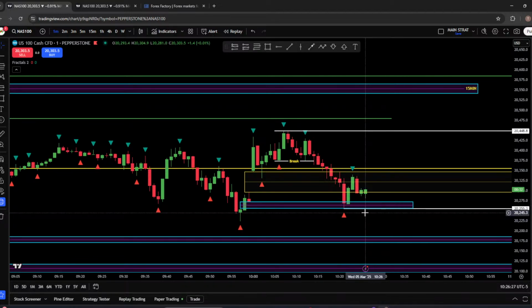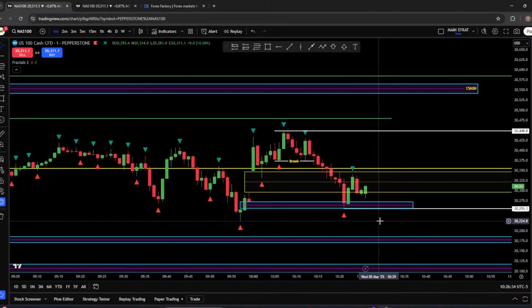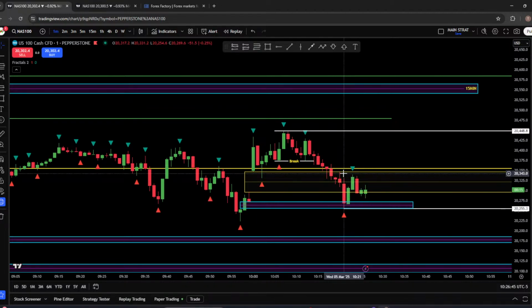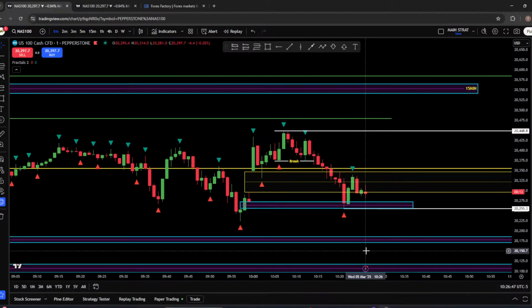Afternoon session will probably be the best time to trade at this point, but I might have to play some trades on my phone. Let's see if we can break above that swing high here.